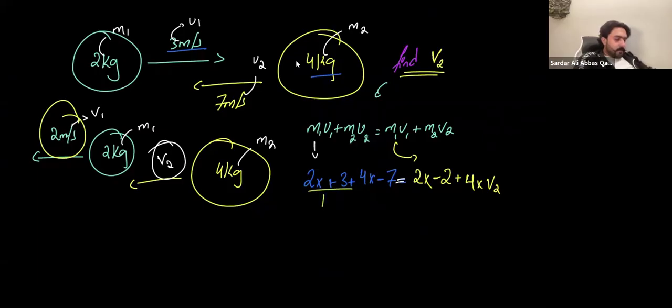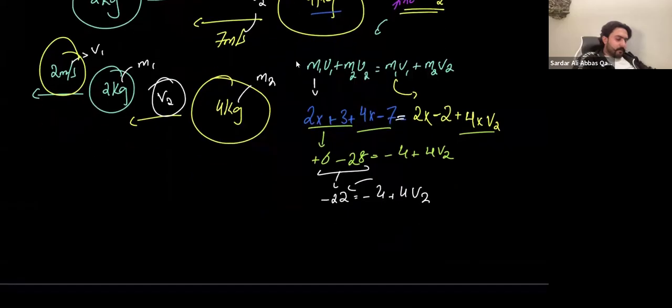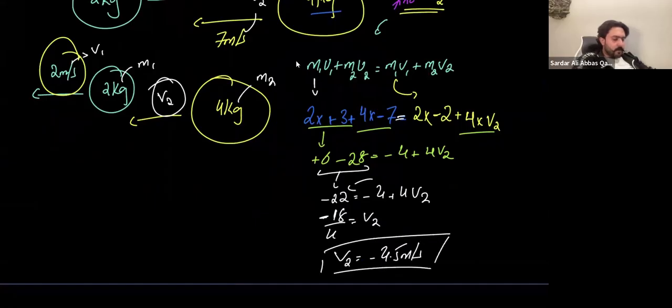So this is going to be positive 6. This is going to be negative 28. This is going to be negative 4. And this is going to be positive 4V2. So if we solve these, this is going to be minus 22 is equal to minus 4 plus 4V2. Minus 18 over 4 is equal to V2, and V2 is equal to minus 4.5 meters per second. Basic math, you can solve this.